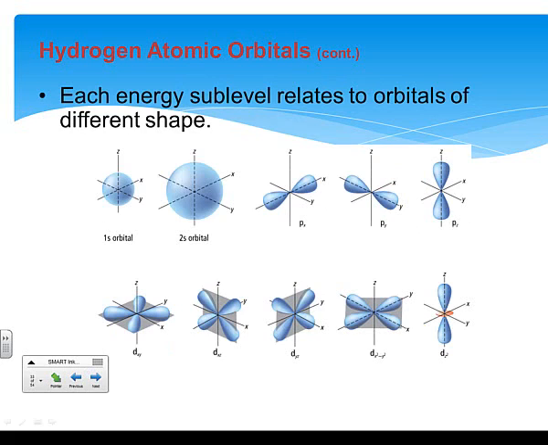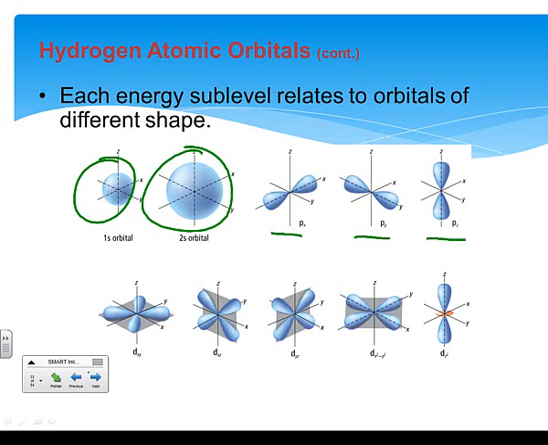Now, each one of these sub-levels, each one of these sections, contains orbitals. And these orbitals have different shapes. Our s orbital, that very first floor section, is shaped like a sphere. You see over here, they're these round spheres. And then when you get to our p orbitals, they're shaped more like dumbbells. These are our p orbitals here. We have 3 p orbitals.